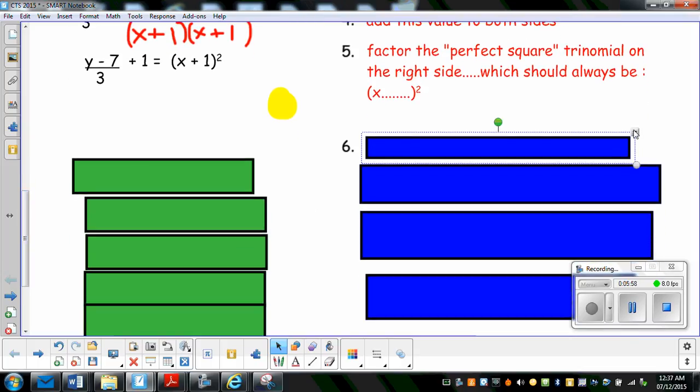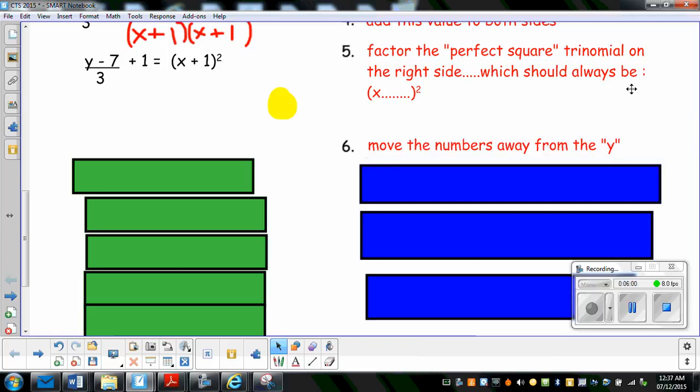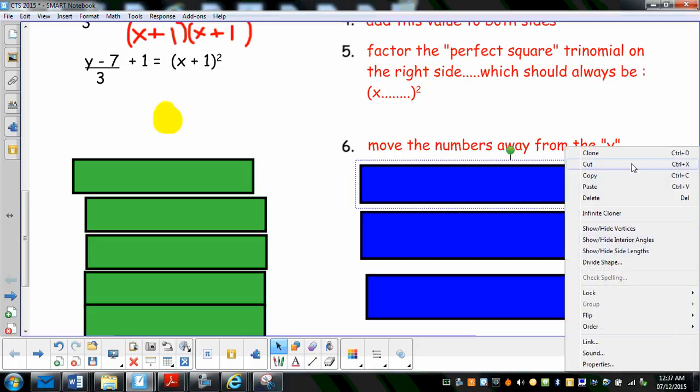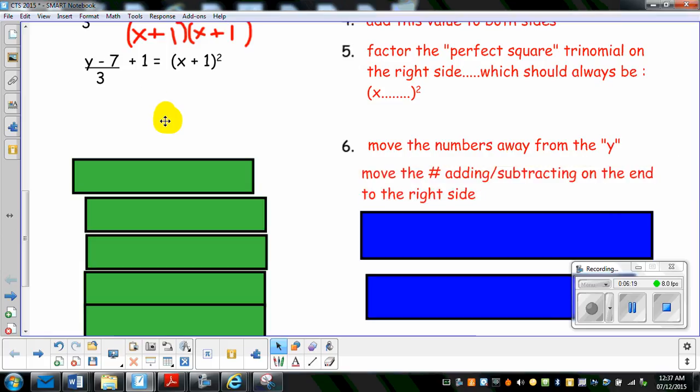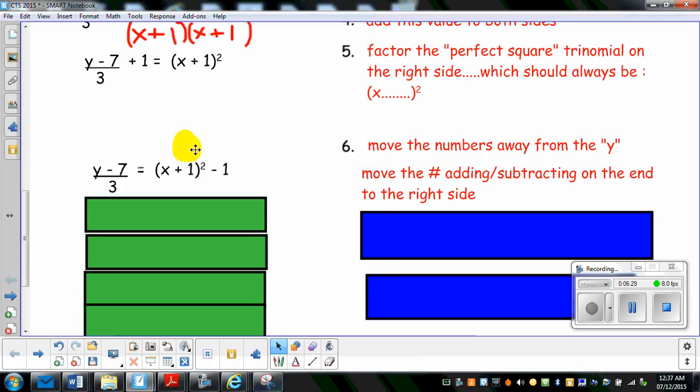Now really, what we need to do is move everything away from the y. So over on the side with the y here, we've got a plus 1, we've got a 3 that's dividing, and we've got a minus 7. So all three of those numbers have to be moved to the other side one at a time. The first one we're going to move is this number here, the number that's furthest away from the y. When we move that plus 1 to the other side, it's going to change to minus 1. So it's going to look like that.